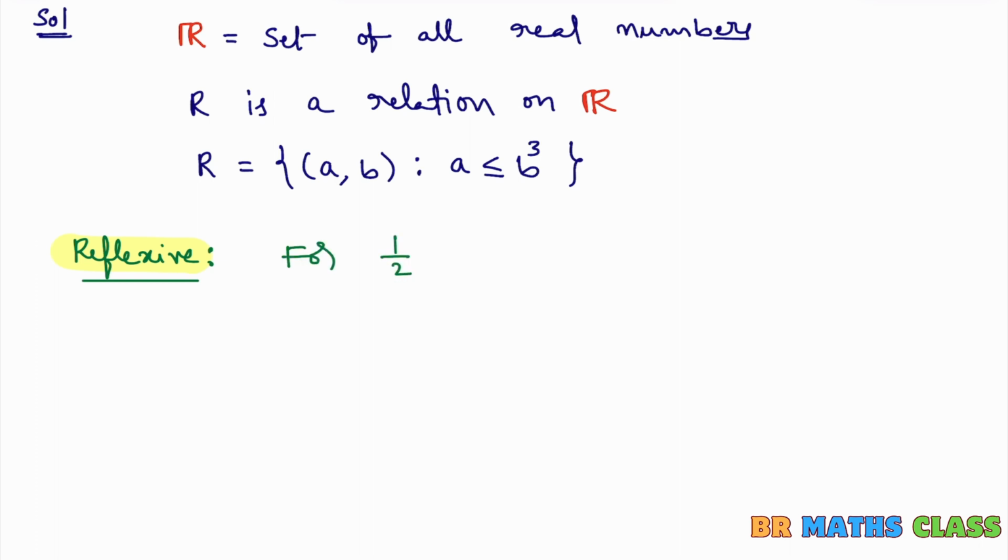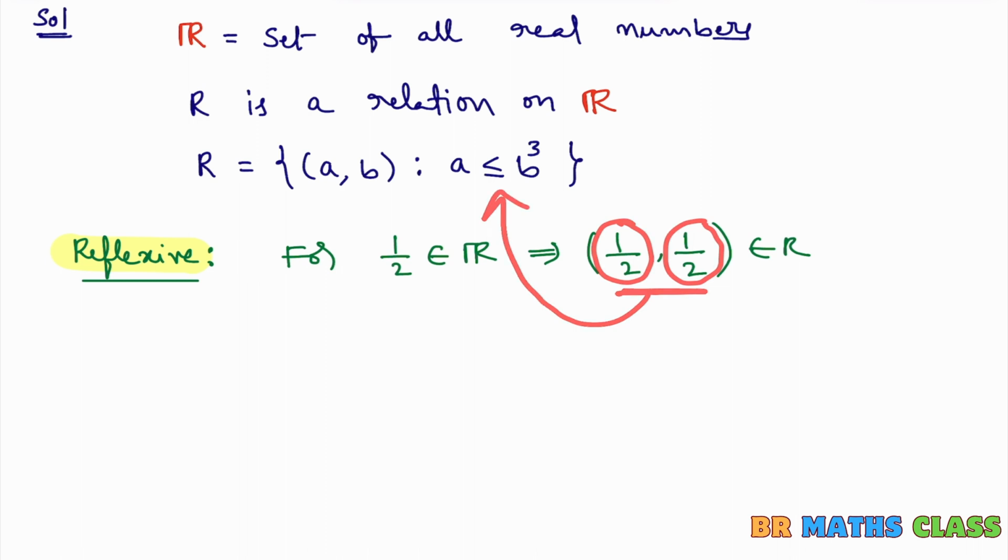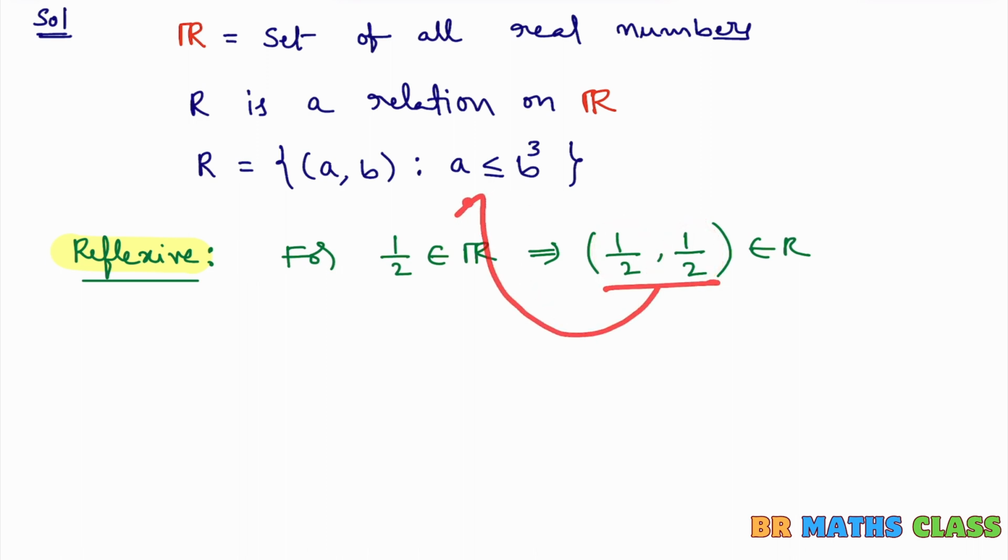I'll take 1 by 2. Is 1 by 2 a real number? Yes, 1 by 2 is a real number. Now I'll check whether the ordered pair (1/2, 1/2) is there in this relation or not. First point, 1 by 2 is a real number. Yes. Now, is this ordered pair satisfying this condition or not? You substitute: in place of a you write 1 by 2, in place of b also you write 1 by 2.